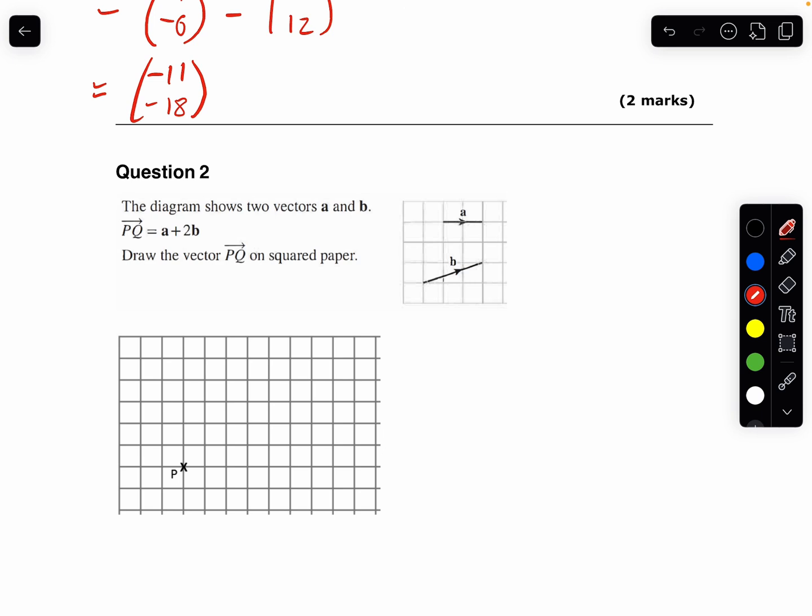Diagram shows two vectors, a and b. PQ is a plus 2b. Draw PQ. Well, a goes 2 to the right. 2b is going to go like 3 right, 1 up twice, or something like that. Goes there. So that would be like a and 2b. So PQ is going to just be the straight line connecting those 2 points, that one there, PQ. You could also do it by just adding the column vectors together and figuring it out from there. Okay, cool.